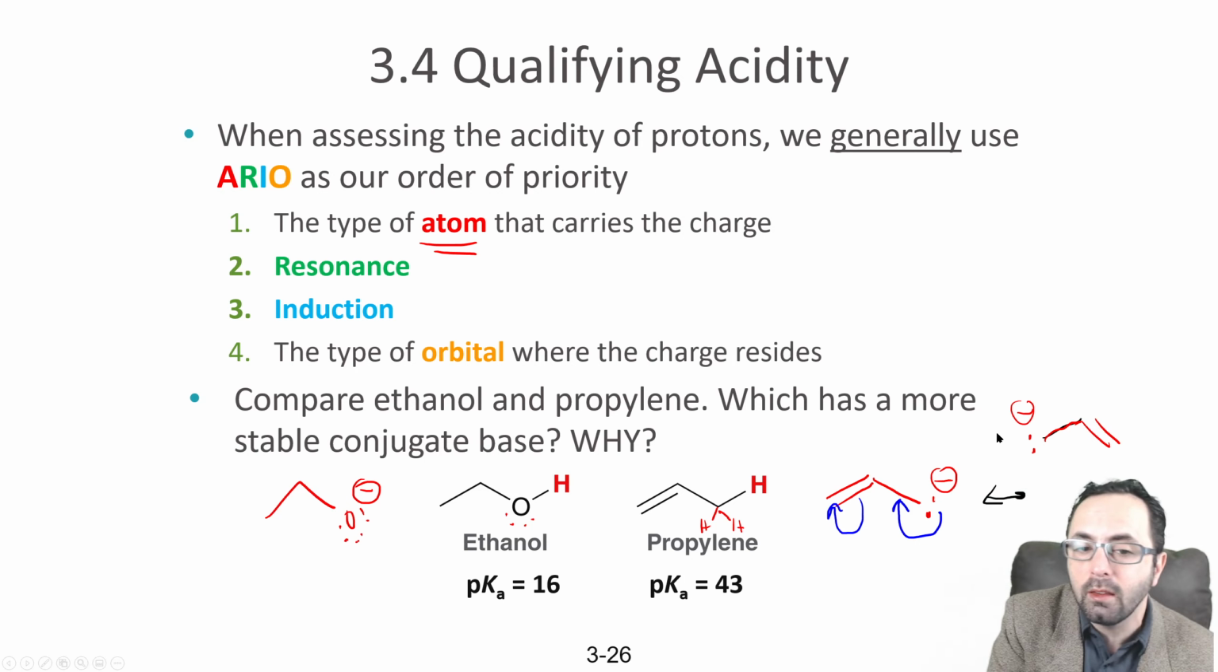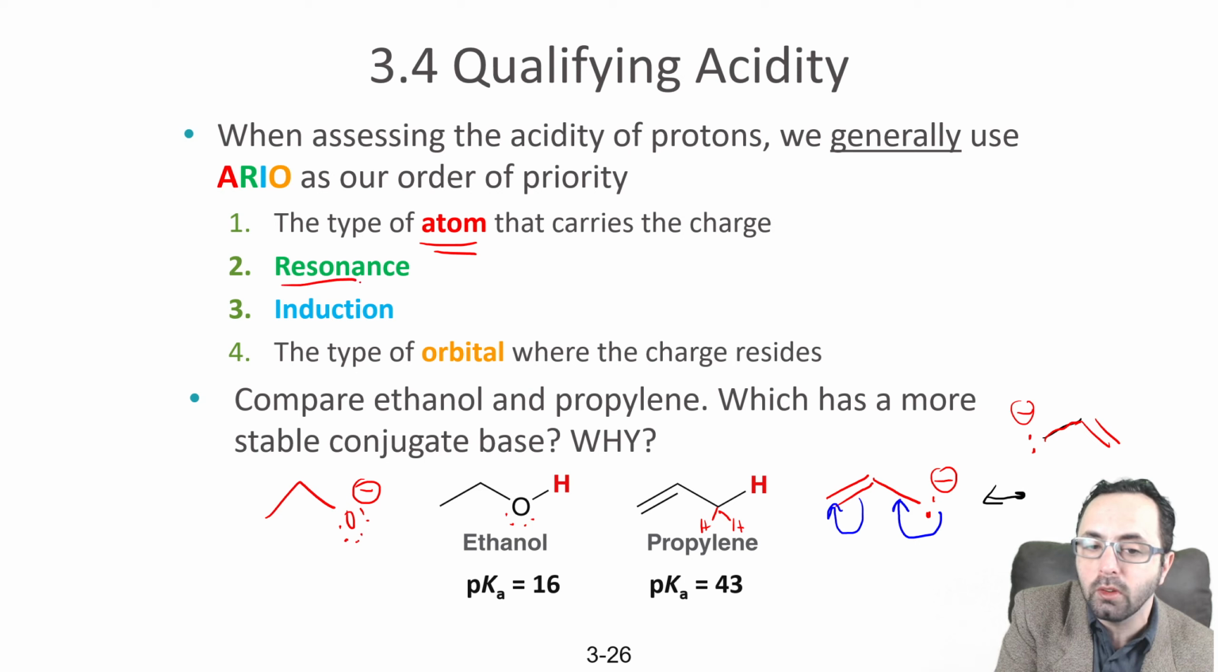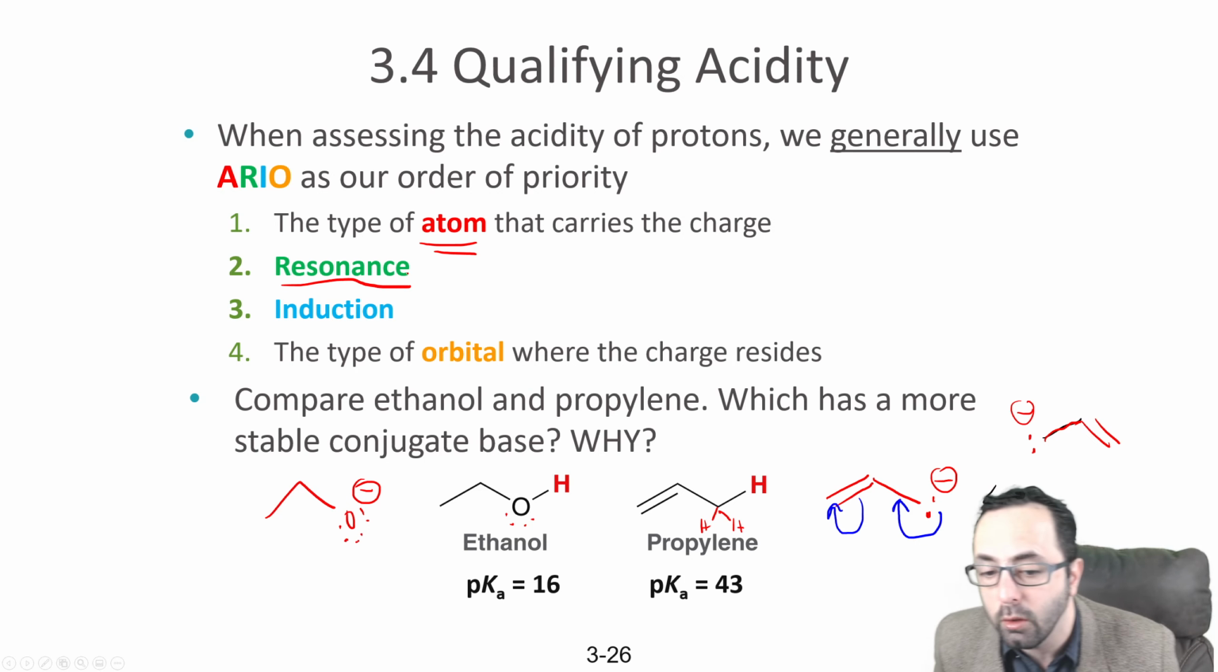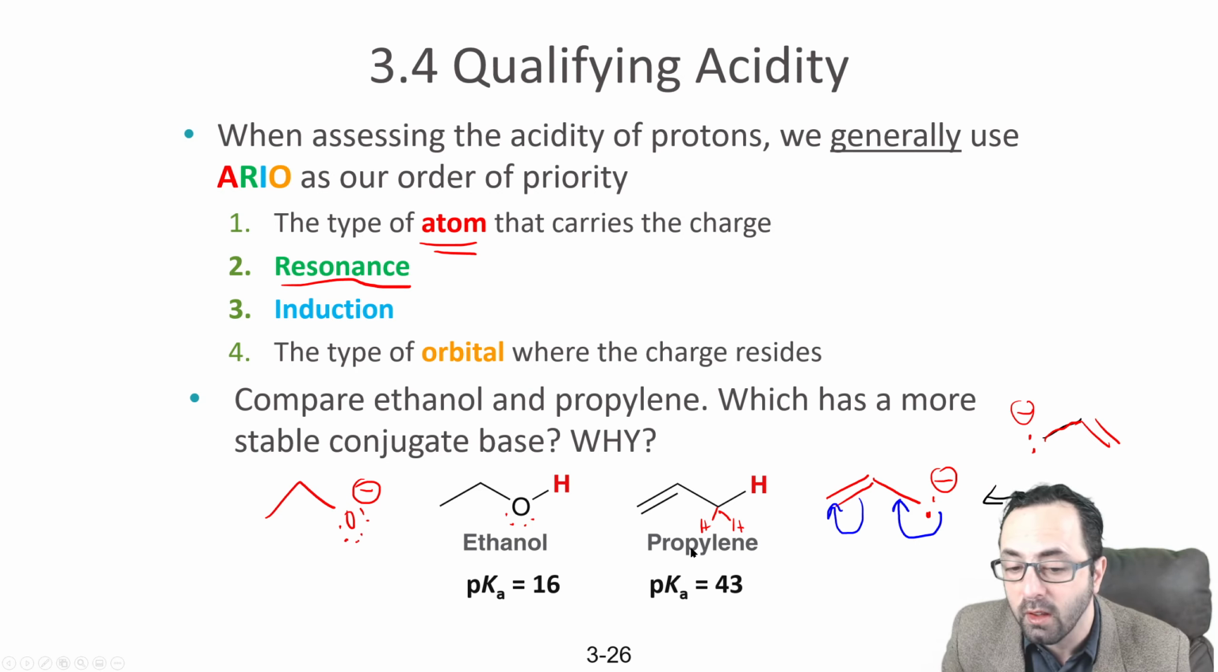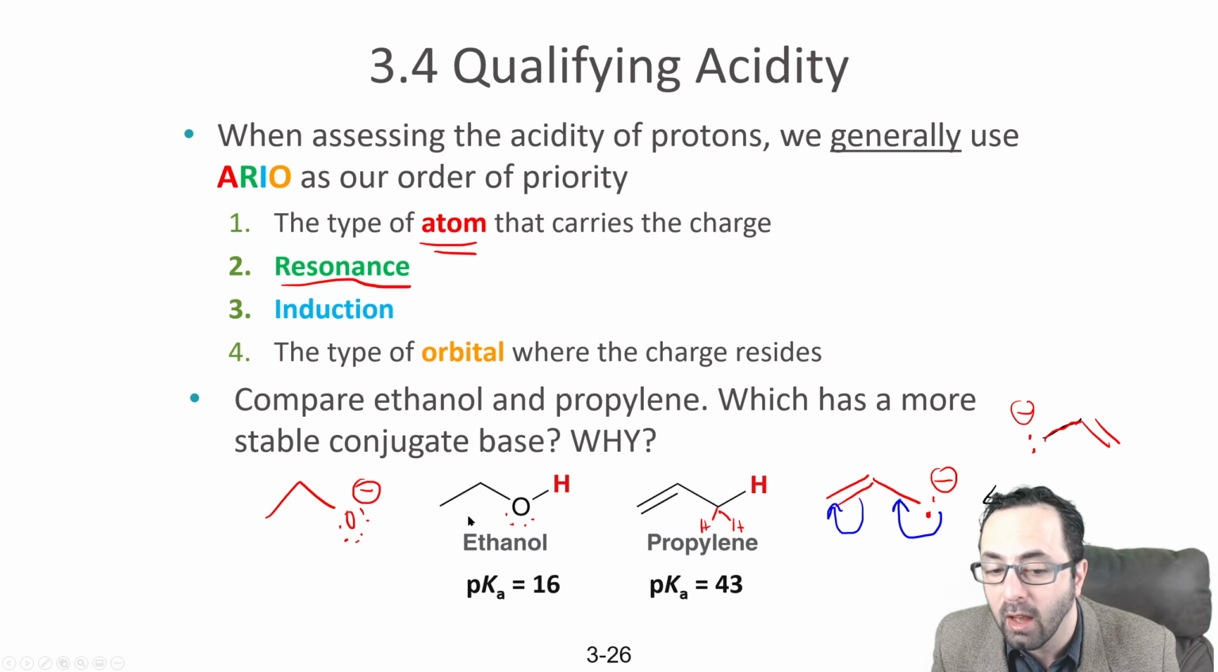However, resonance is the second most important, and you can see it's quite a difference in importance. The fact that this negative formal charge is on an oxygen really stabilizes that negative charge relative to it being on a carbon. Even though there are resonance structures, it doesn't have nearly as much impact as having that negative charge on a very electronegative atom here.